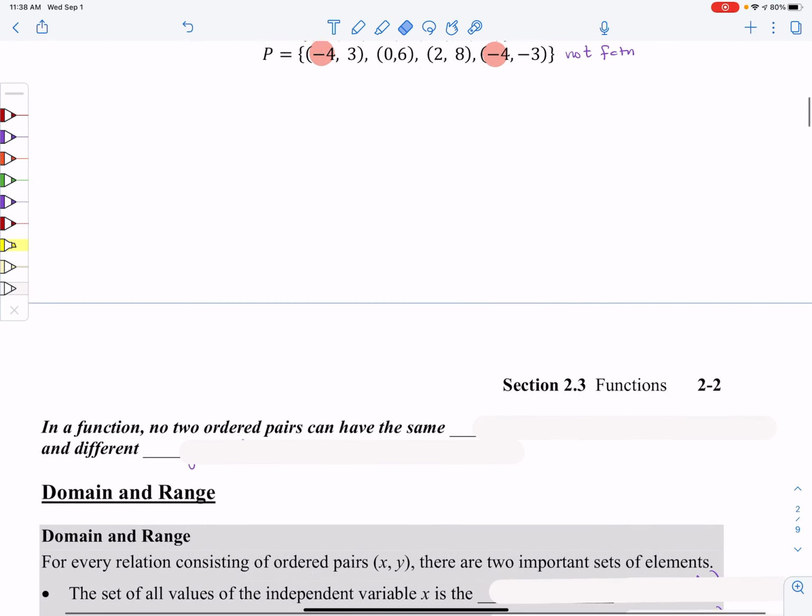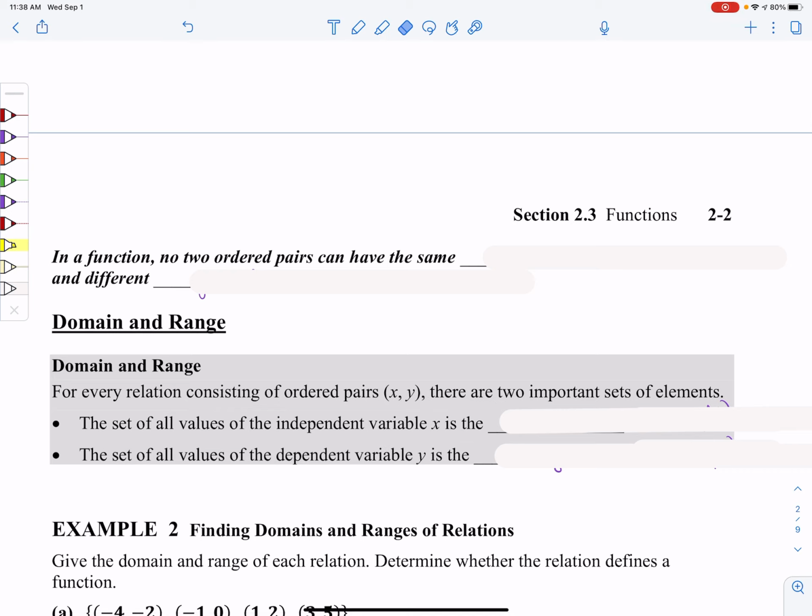This next statement is another way of saying the exact same thing. In a function, no two ordered pairs can have the same x value with different y values. Again, that's just another way of saying no x repeats.